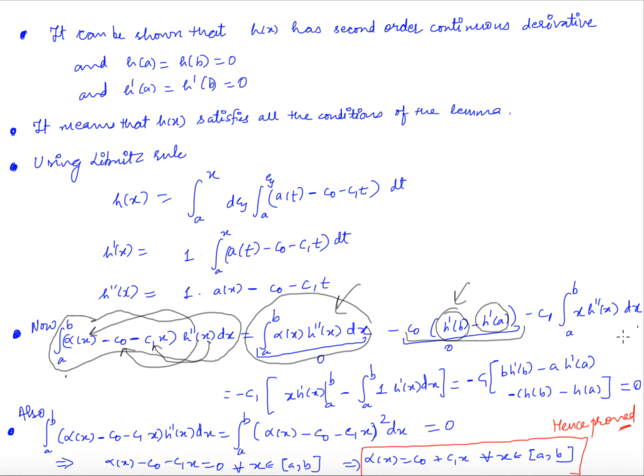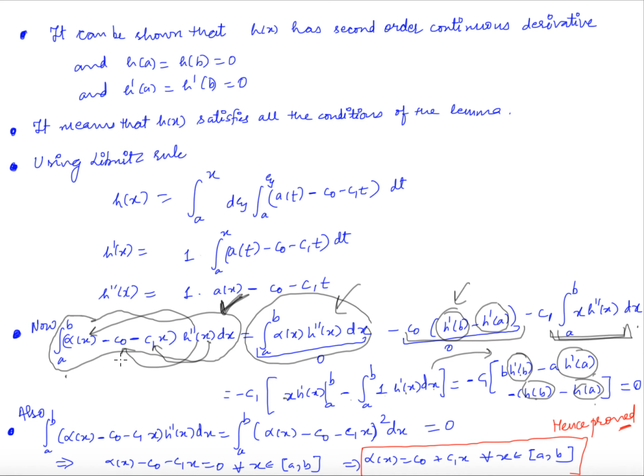Now what is this? c1, integrate this by parts. When you integrate this by parts, you will get the first function x times the integral of the second function, that is h'(x) from a to b, minus the differentiation of the first function, that is 1, times the integration of the second function, that is h'(x) dx from a to b. So finally this will be b h'(b) - a h'(a) minus the integration of h'(x), which is h(b) - h(a). Now we know that all these terms are separately 0, so this is equal to 0. So you get that this integral is actually 0.